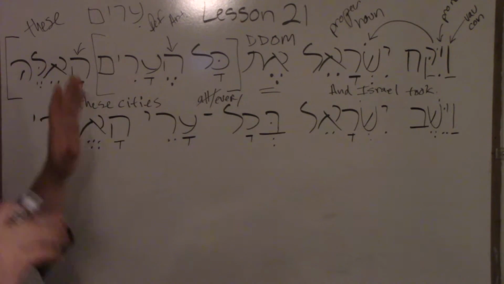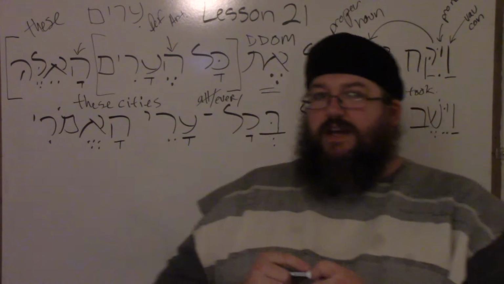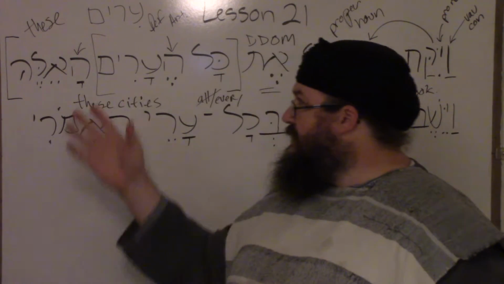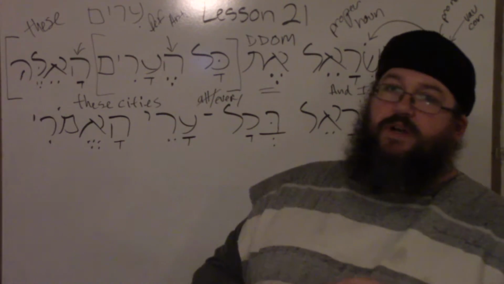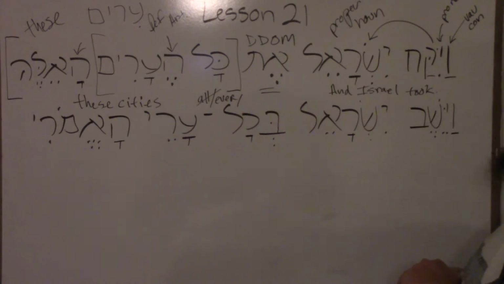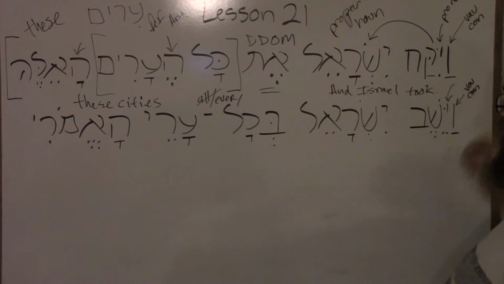So, sometimes we might find the hey article being put, but we have to remember that it's not going to be translated, because it's only there because the pronoun is in agreement with the noun. Now we have the next one. Vayeshev. So here we have the vav conversive. Next, once again, we have the yud. We know that this is the pronoun.